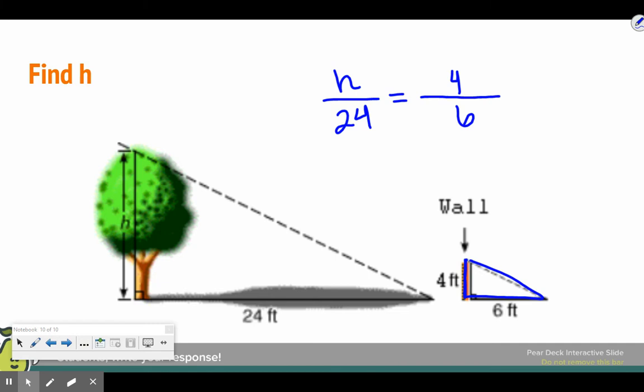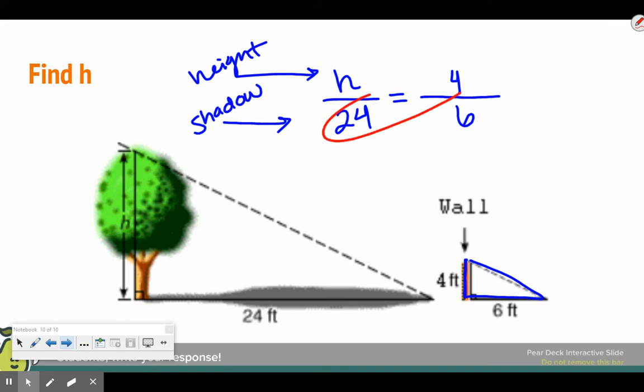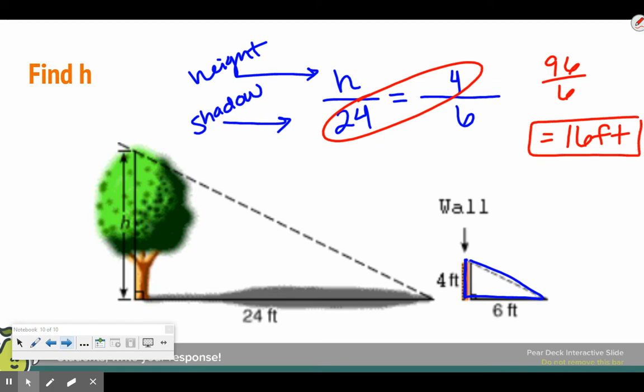Notice that I have the shadow lengths on the bottom, and I have the height lengths on the top. Then we can just cross multiply. We take 24 times 4, and we get 96, and divide that by 6. So the height is approximately 16 feet. That means this tree is about 16 feet tall.